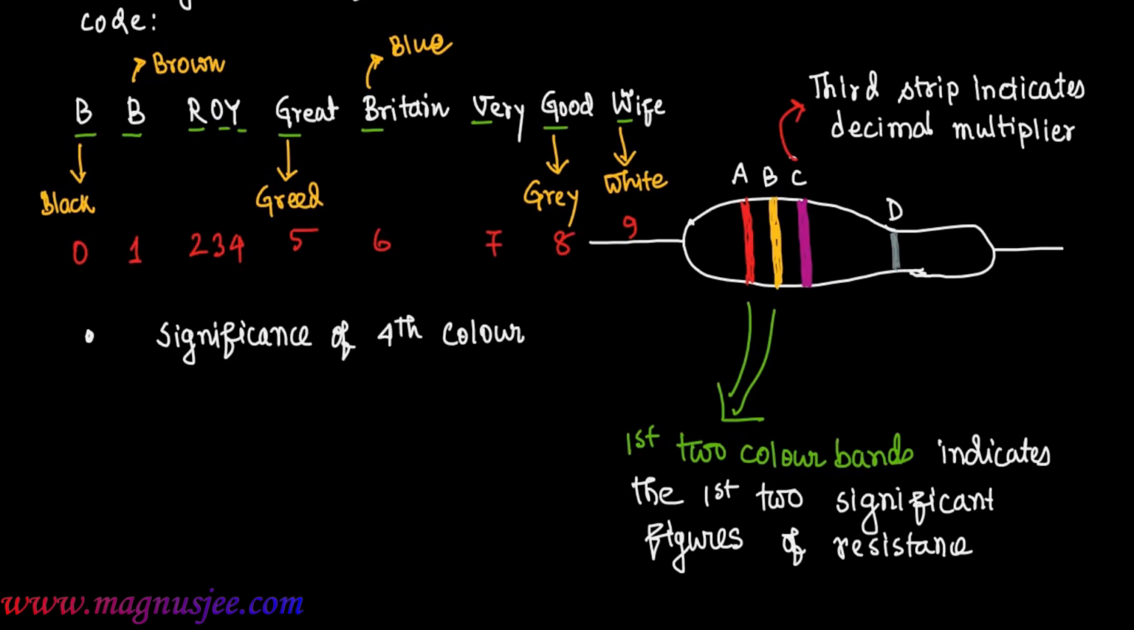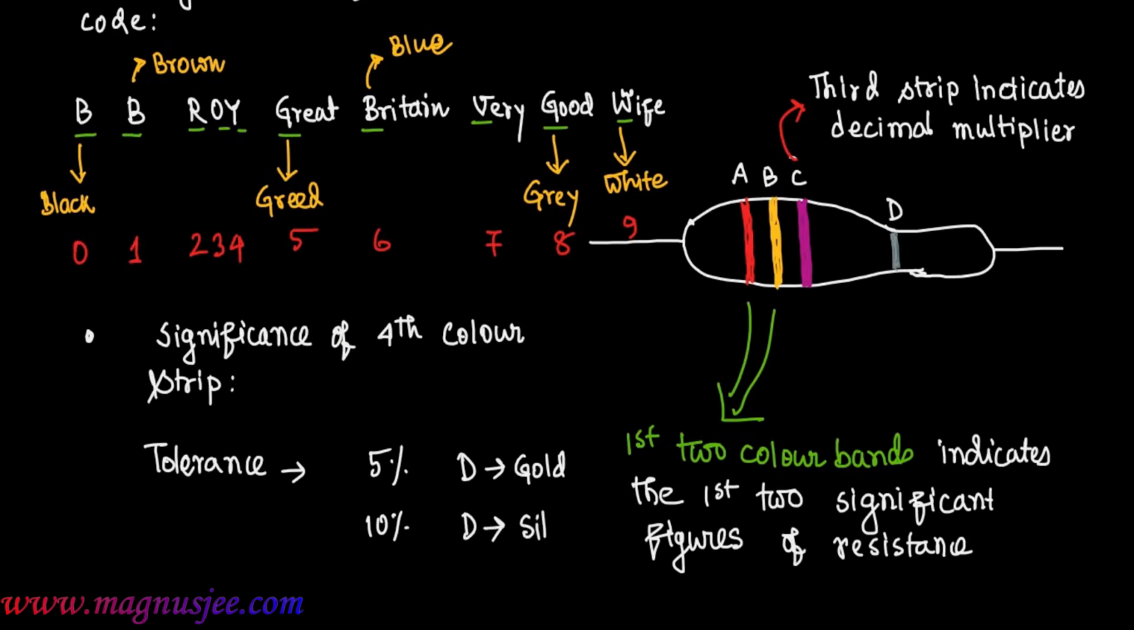Now, the significance of the fourth color strip. The tolerance will be 5% if the fourth color strip D is gold, 10% if the fourth color strip D is silver, and 20% if there is no fourth color strip, that means D has no color.